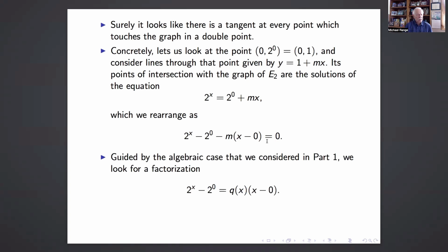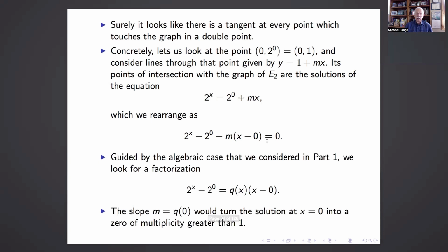Now, guided by the algebraic case that we considered in part 1, we look for a factorization of 2 to the x minus 2 to the 0 equals q at x times (x minus 0). The slope m equals q at 0 would turn the solution at x equals 0 into a zero of multiplicity greater than 1.